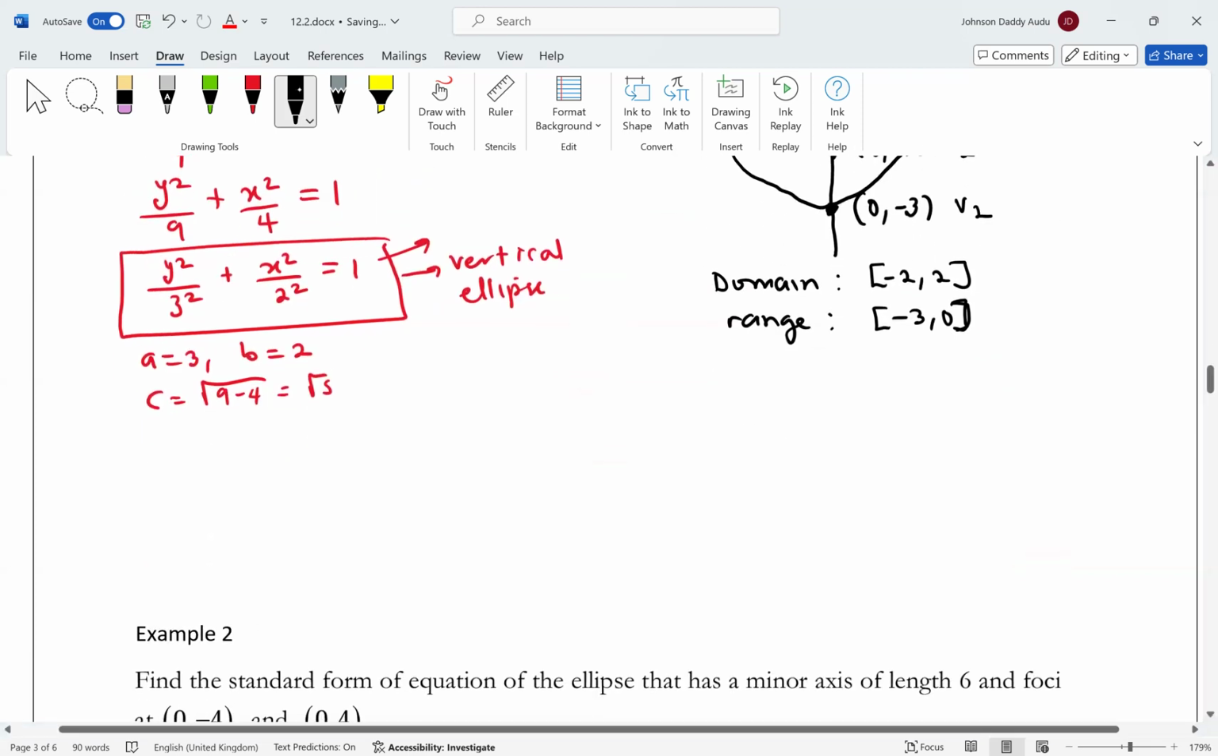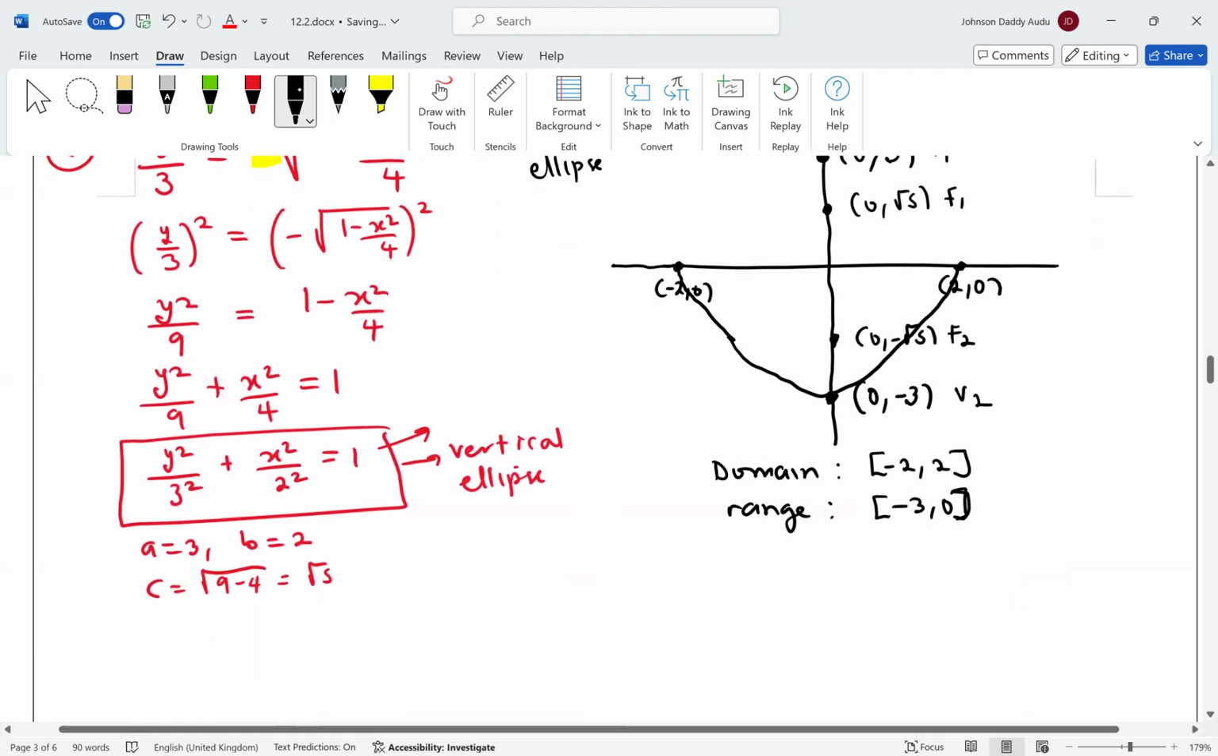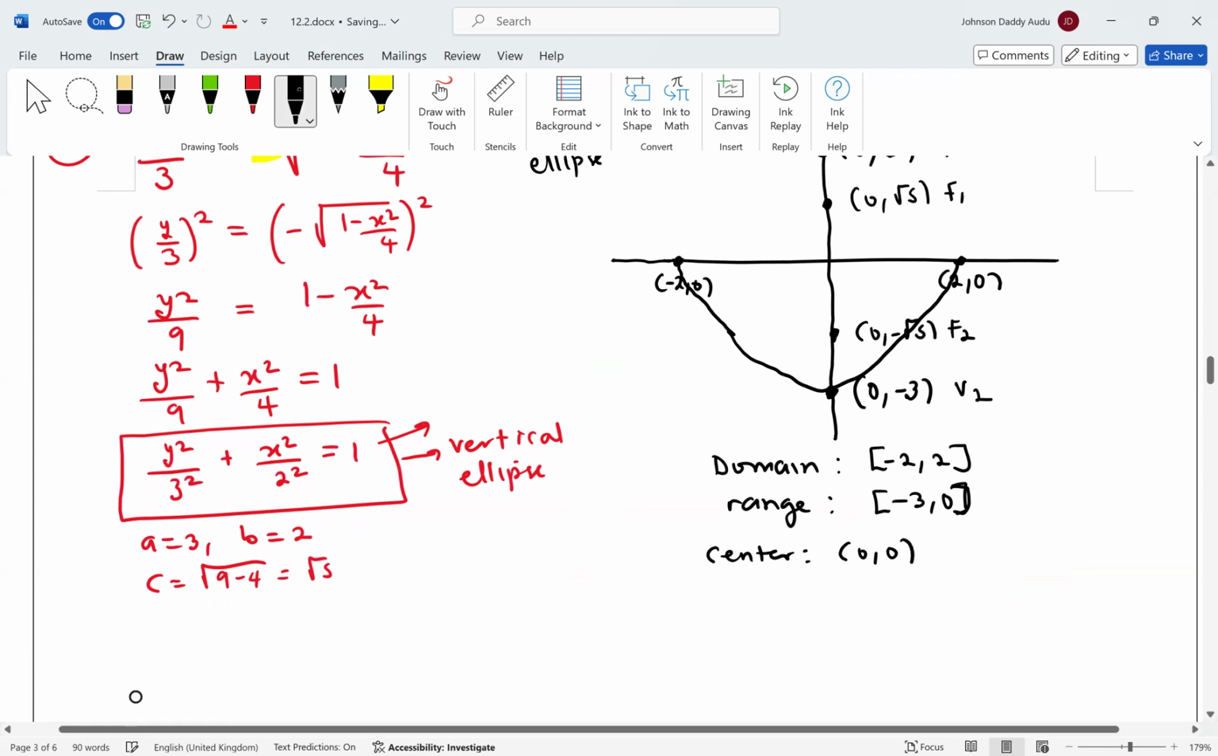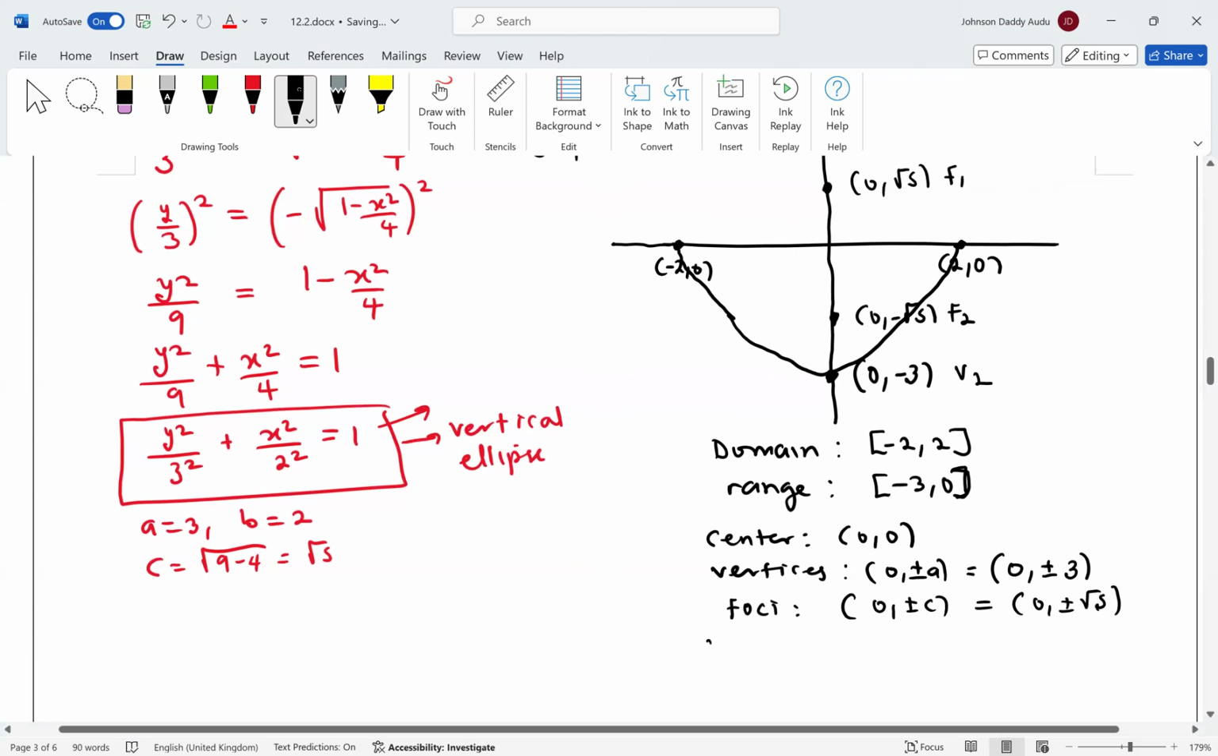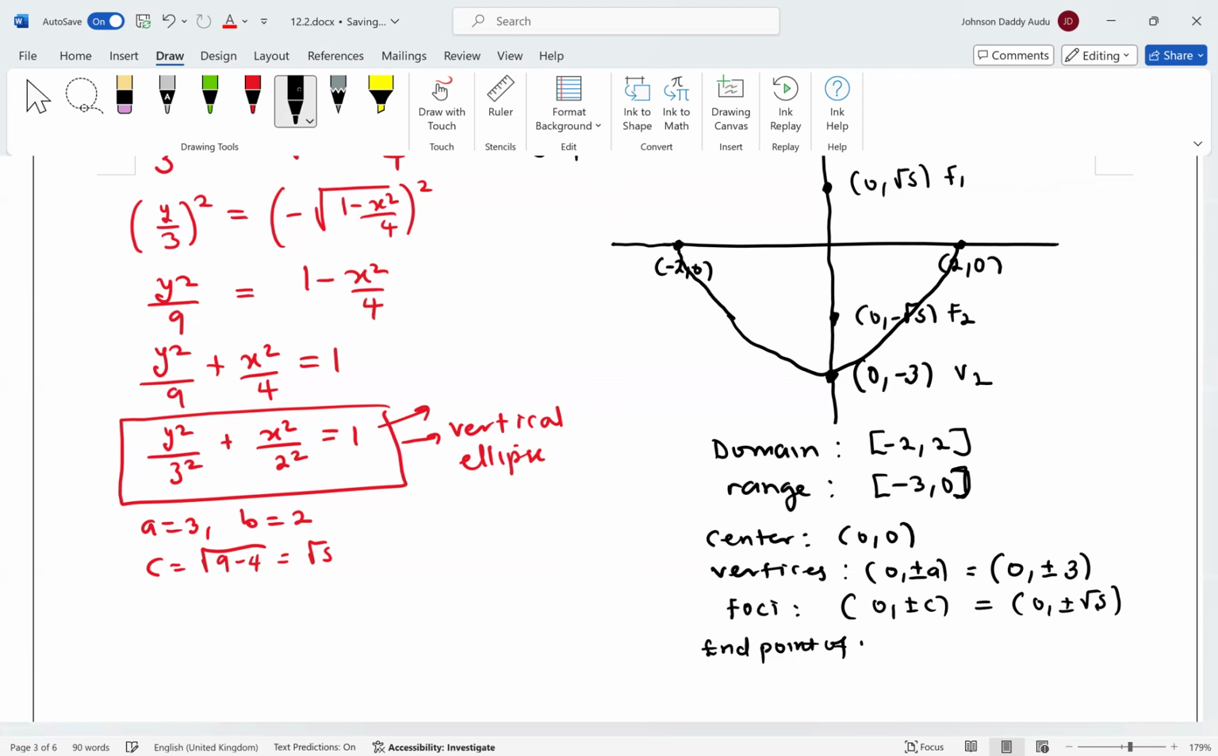All right. Here, let me just write every other thing here. The center is still 0, 0. The vertices remain the same. The vertices are on the y-axis, so this is 0 plus or minus a, which is 0 plus or minus 3. Then the foci are still going to be 0 plus or minus c, which is 0 plus or minus root of 5. And you can see the endpoints of the minor axis are going to be on the x-axis. So this is plus or minus b, 0, which is plus or minus 2, 0.